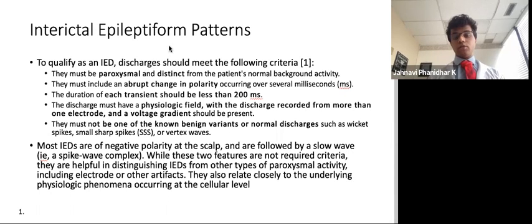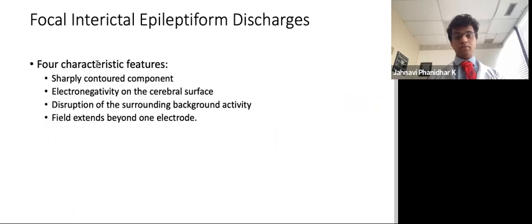Most interictal epileptiform discharges have a negative polarity on the scalp, and they are followed by a slow wave. Although these are not criteria, we can use them to identify them. Focal interictal epileptiform discharges have 4 characteristic features. They are sharply contoured, have electronegativity on the cerebral surface, like stated before, and disruption of surrounding background activity.